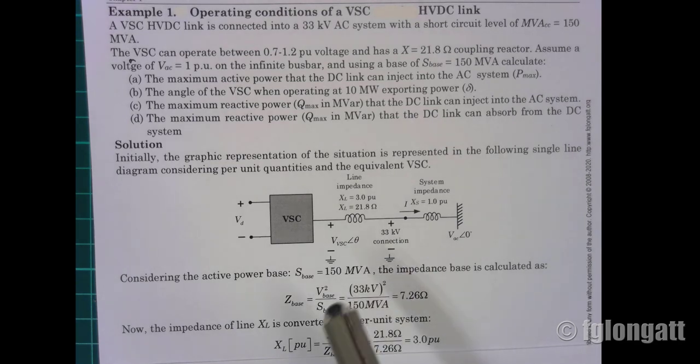If we put the numbers together, we use voltage base as 33 kilovolts, divided by 150 MVA, we can get an impedance base of 7.26 ohms, sorry, okay? Then we refer the coupling reactor. The coupling reactor is referred to the per unit system, and we obtain here 3 per unit. That is the per unit value for the coupling reactor, okay?